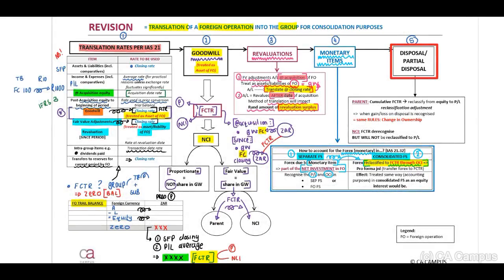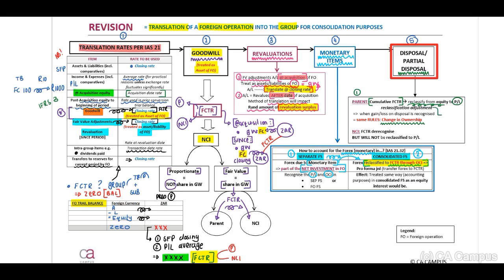Now I want you to focus only on the disposal or partial disposal on our revision page. Again, I'm going to briefly read through this with you, and then we're going to have a look at the implication thereof. I'm going to make use of a dark green color when I add additional comments. Now, remember disposal, partial disposal. You will have to follow exactly the same rules as per our change in ownership lectures. You need to look at your parent first. If there's any cumulative FCTR amounts, you will have to reclassify this from equity to your profit and loss.